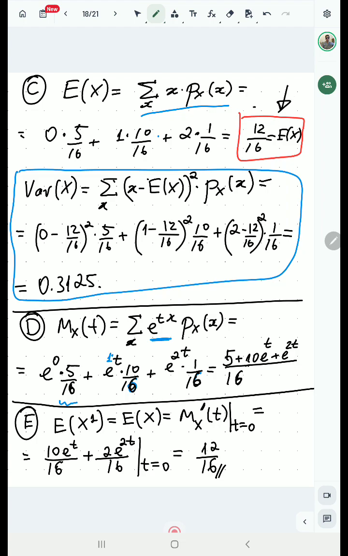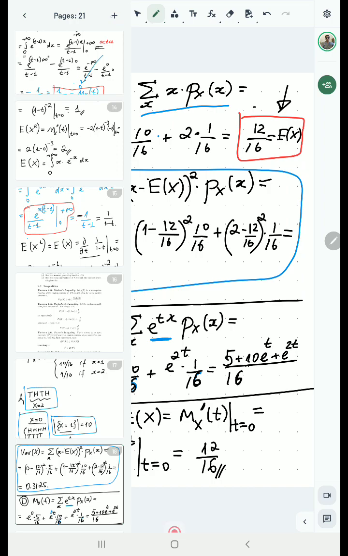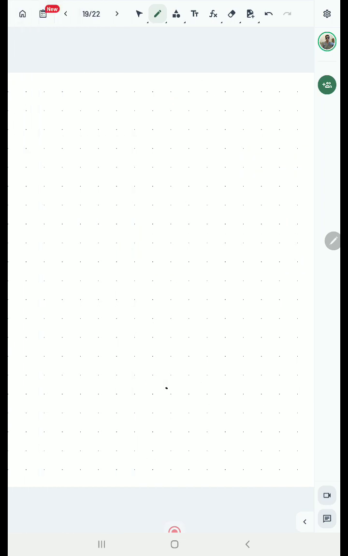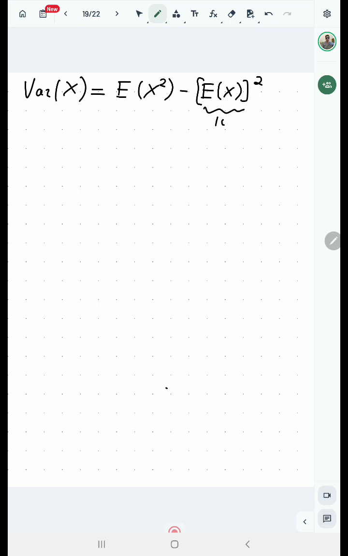Now, as for variance, what we have to do is take the second derivative of the moment generating function, because the variance is related to the second raw moment. Actually, here we have to be careful. The variance of X is not the second raw moment, it is the second central moment. Variance of X is equal to the expectation of X squared minus the expectation of X, squared. These are two different things. This formula is given in the lecture notes. So we know this is equal to 12/16, I'm sorry.